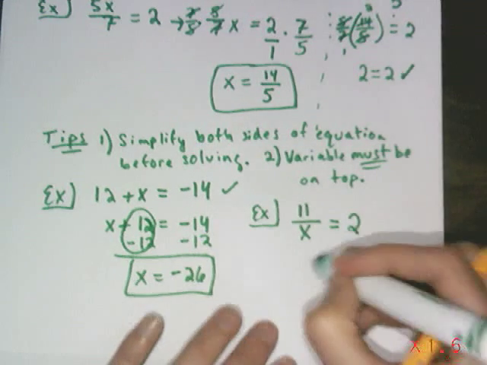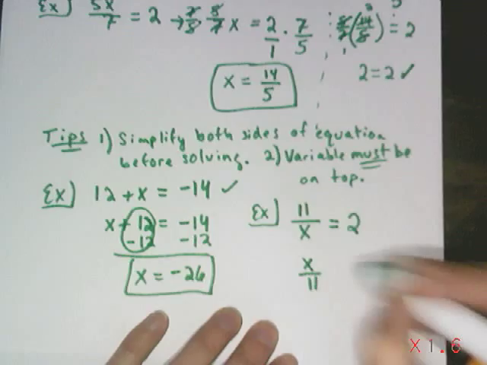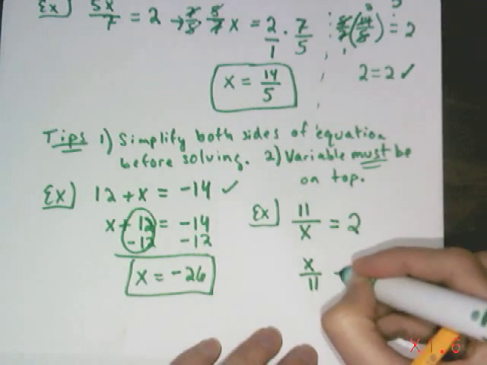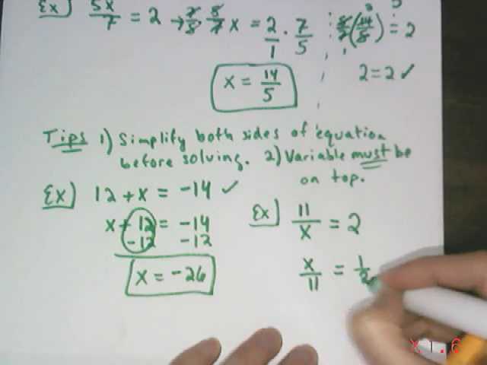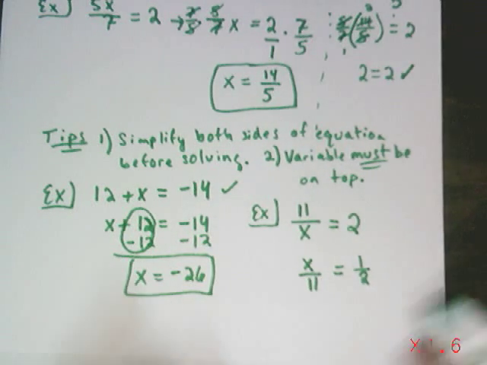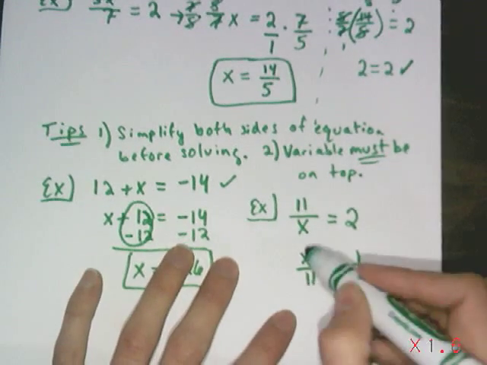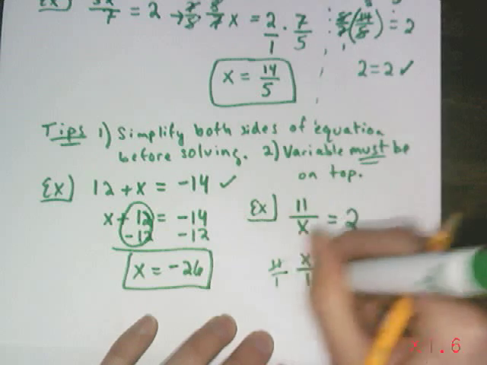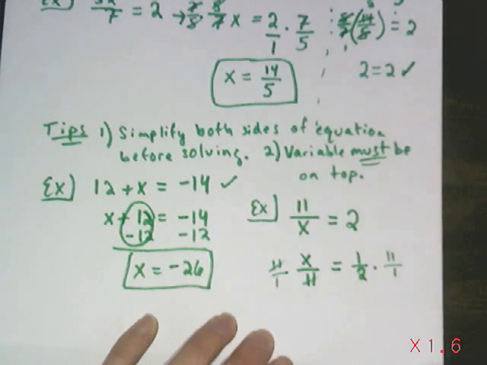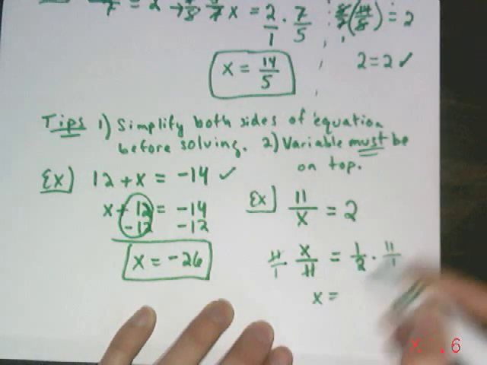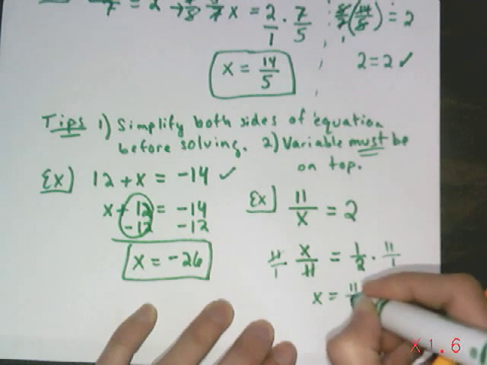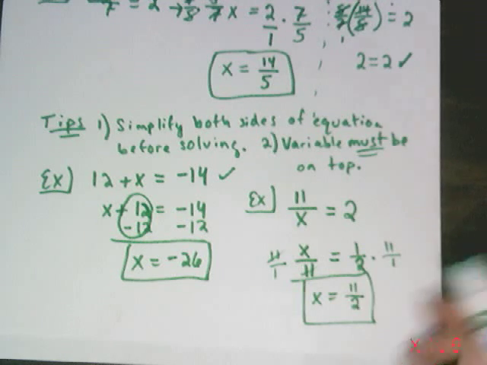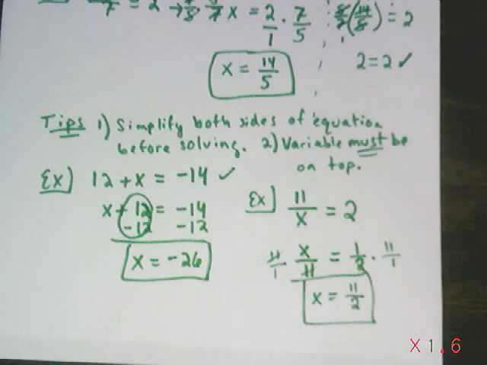So I take the reciprocal of this side, but what I do to one side, I have to do to the other. So if I take the reciprocal of the left, I take the reciprocal of the right also so that these two are balanced. So now it's a regular equation. X is being divided by 11, so I have to multiply by 11. So x is equal to, try to cross simplify, 11 halves. And if you needed to check it to verify, go ahead and try it. But the answer is 11 halves.